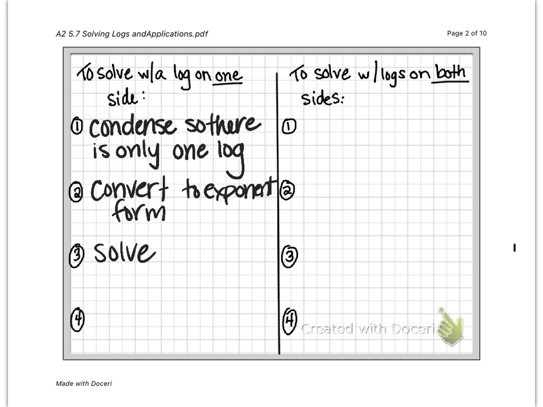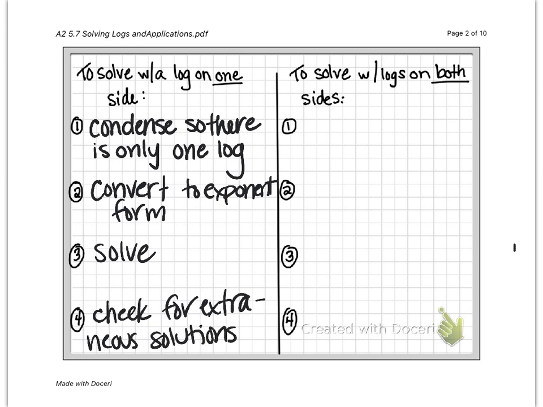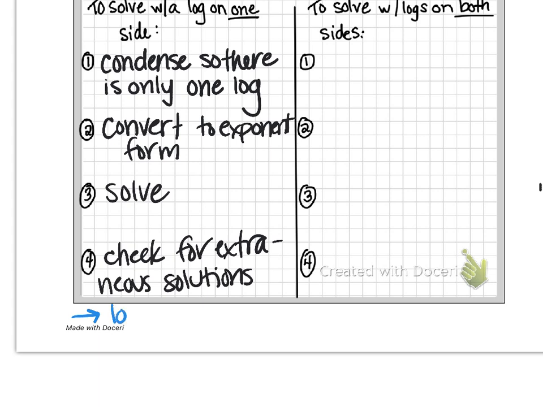Okay, the last thing, and this is going to be true on both of the types of equations that we solve, we have to check for extraneous solutions. The argument to a log, so in the parentheses, the argument to a log cannot be negative. So you just have to check that the answers you got, when they plug back in, don't make that argument negative. Okay? So you have to check for those, because if you put an answer that isn't true, you're going to get it wrong.